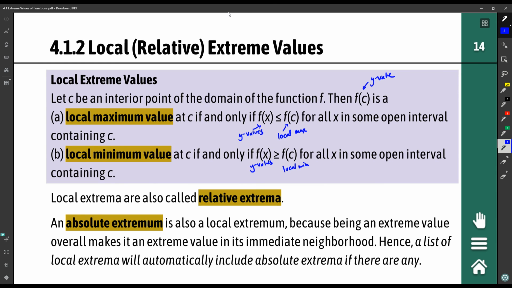So local maximums and minimums, aka local extrema, are also sometimes called relative extrema. So we use the term local and relative to mean essentially the same thing here. They are y values that are larger than or smaller than y values nearby. An absolute extremum is also a local extremum. That's interesting. So just because you are the highest or the smallest point, you're also a local one too, because you are higher than or smaller than all of the y values nearby. So any list of local extrema will also include the absolute extrema if there are any to be found.